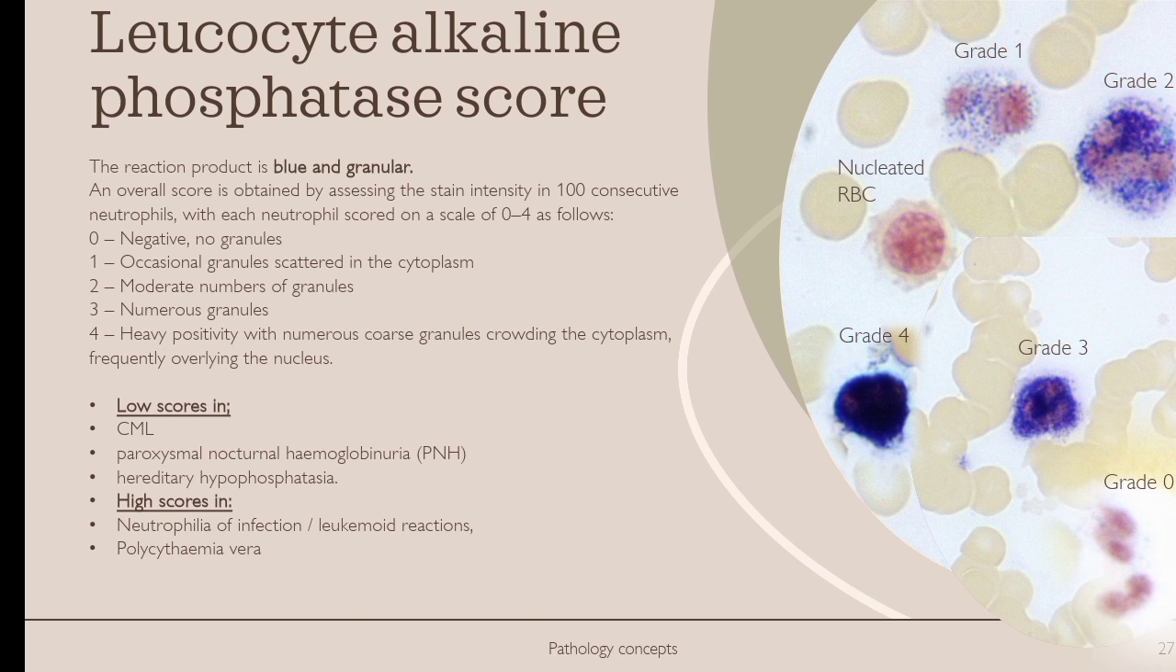Low scores are found in CML, PNH, and hereditary hypophosphatasia. High scores are seen in neutrophilia of infection, leukemoid reaction, and polycythemia vera.